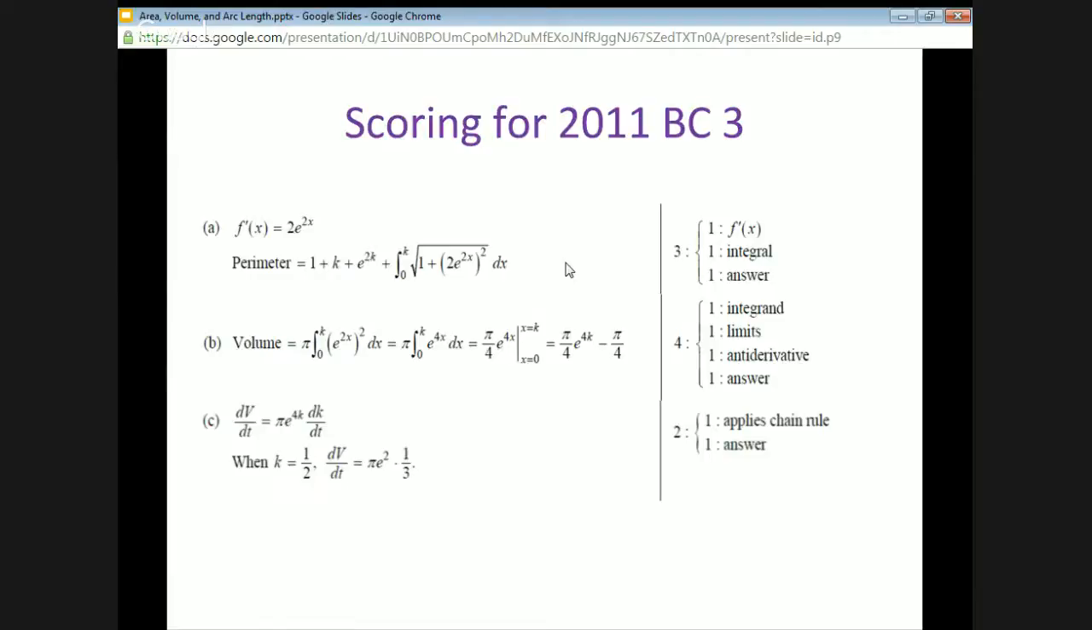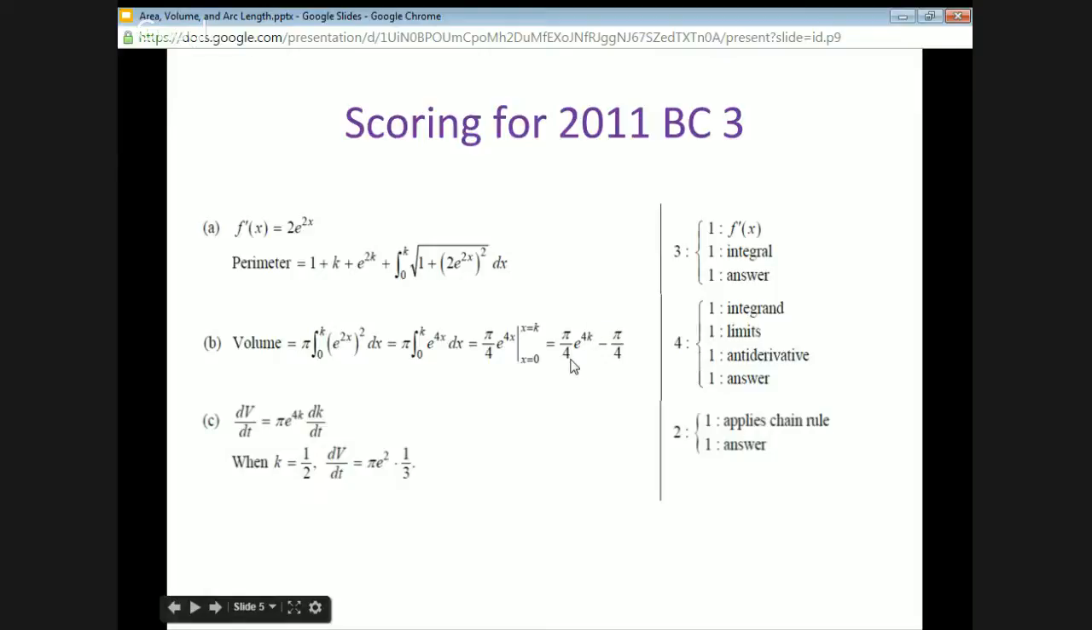In part B, there's actually 4 points. There's 1 point for the integrand. And in this case, you should ignore the pi. The pi is going to be considered the constant, and therefore they're not going to consider that part of the integrand for scoring purposes. It's part of the answer. So e to the 2x squared, or e to the 4x, that's the first point. Your limits from 0 to k, that's your second point. Your antiderivative, 1/4 e to the 4x, that's your third point. And then plugging everything in and multiplying by pi is your last point.